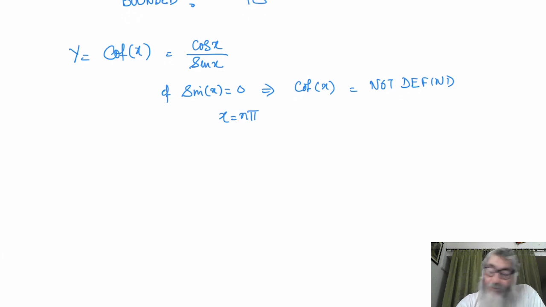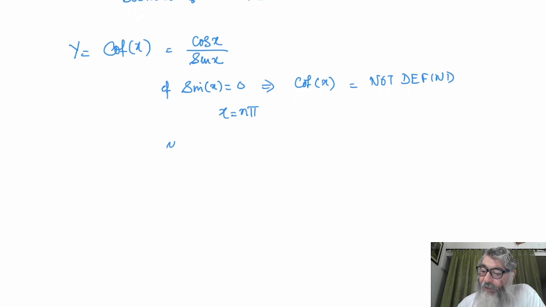At all these points sin x will be 0, so cot x will not be defined.